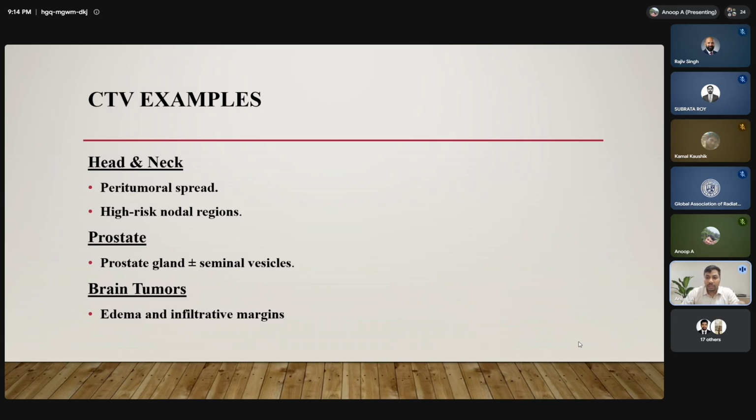In brain tumors, for example high-grade gliomas or glioblastoma, edema and infiltrative margin: high-grade brain tumors characteristically invade along white matter tracts beyond the visible contrast. Besides the enhancing tumor on MRI, the CTV includes the peritumoral T2 FLAIR hyperintense edema plus an extra margin, often around 1.5 to 2 centimeters, to cover the infiltrative tumor cells.